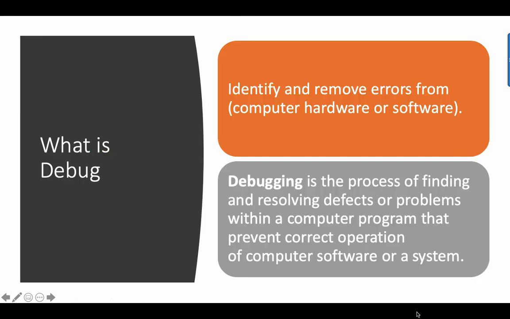So what is debug? Debug is identifying and removing errors from hardware and software. We also have the term debugging, wherein it's a process of finding and resolving defects or problems within the computer that prevents correct operation of computer software or system.